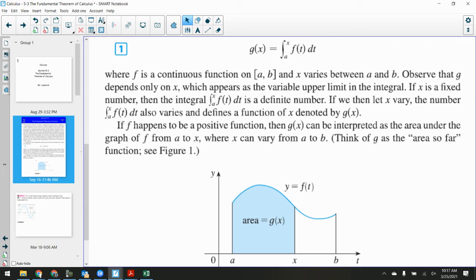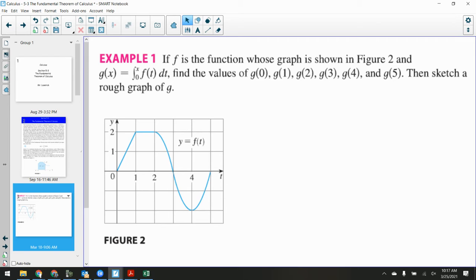So going from a to x of f of t dt, we're going to establish a connection. If g of x is some function, how do we create an equation to represent what that area is going to give us? If I give you a definite x value, I want to be able to plug it in and know what my area is going to be. Let's investigate it a little bit. If f is the function whose graph is shown in figure 2, and g of x is the integral from 0 to x of f of t dt, find the values of g of 0, g of 1, g of 2, g of 3, g of 4, g of 5, and then sketch the graph.